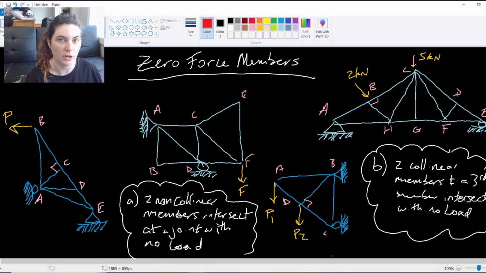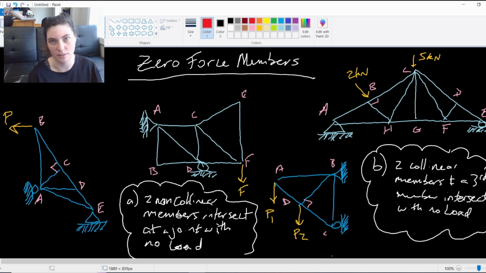As we're analyzing trusses, there's a special case that we often see inside of these trusses, which is that not every single member inside a truss is bearing some of the load. Some members have no load whatsoever, and we call these zero force members, which is pretty intuitive because there's no force going through them.